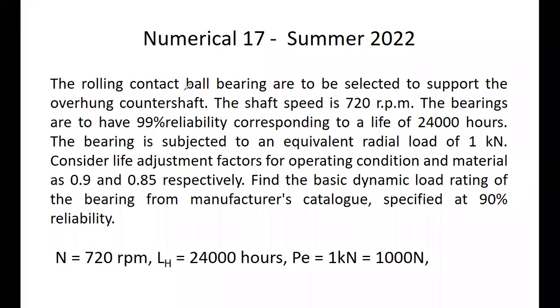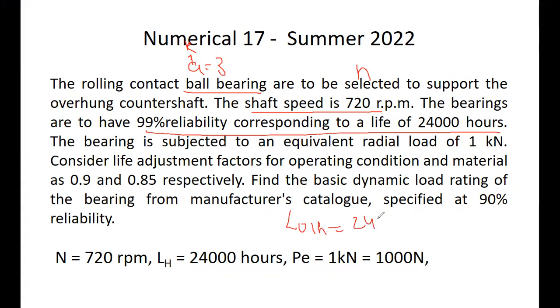Rolling contact ball bearing. Again, ball bearing, so A is going to be 3. Overhung shaft, the shaft speed N is 720 RPM. 99% reliability, the life is 24000 hours. From this, we can find out L10.